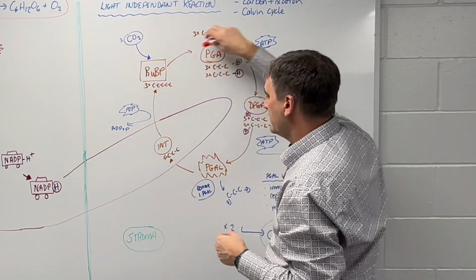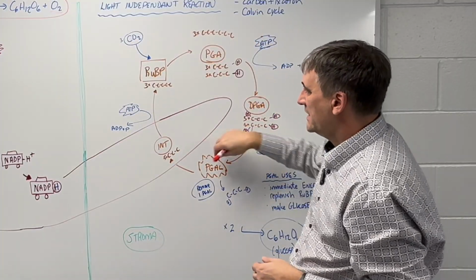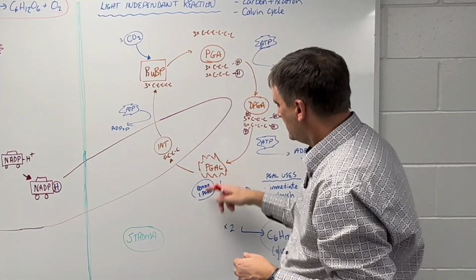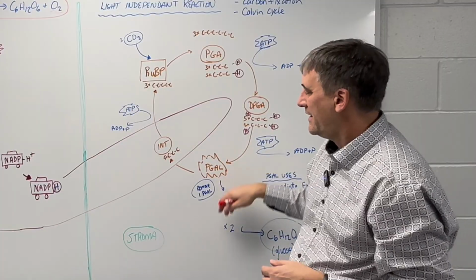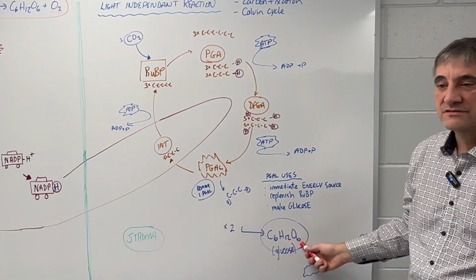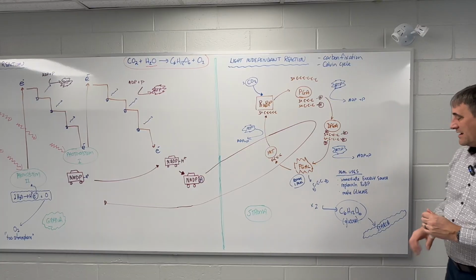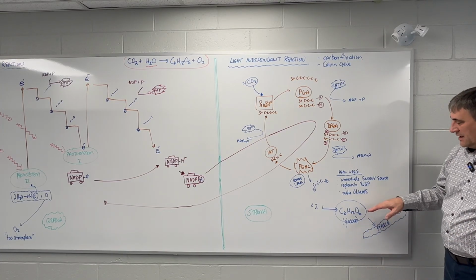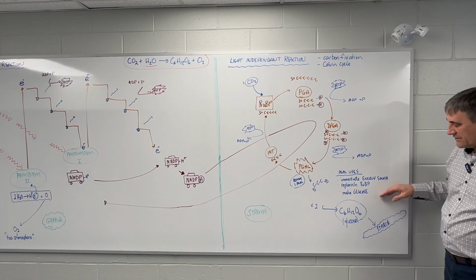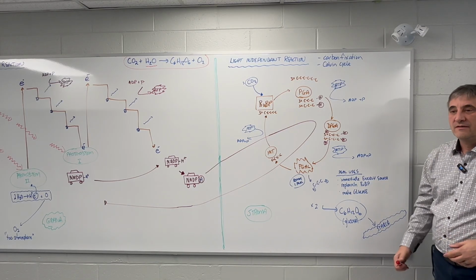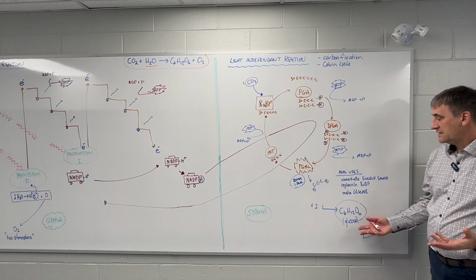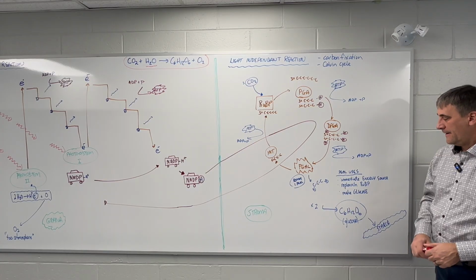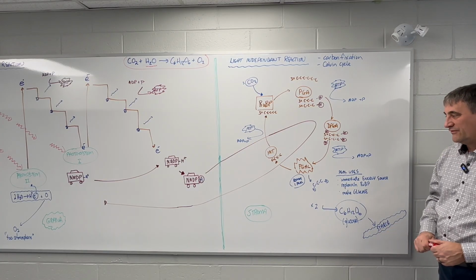So you grab 3, you spit out a PGAL. You grab 3, you spit out a PGAL, right? And then you can make glucose. If you have enough glucose in a plant that's accumulating, the plant will eventually clink those together to make a big long molecule called starch, which it uses to store that sugar if it needs to.